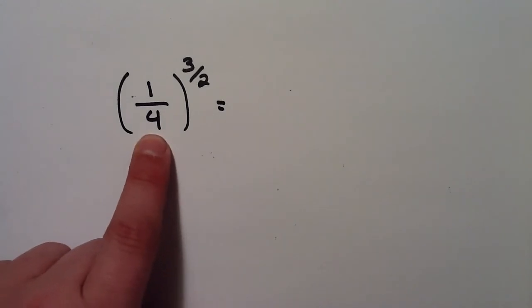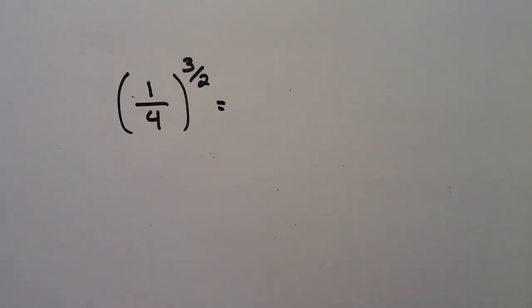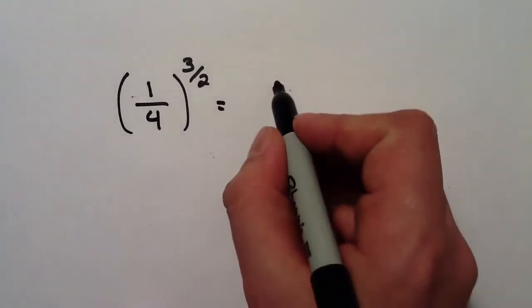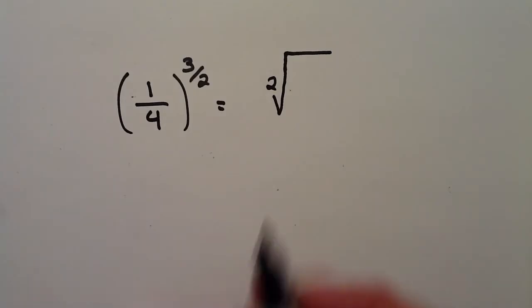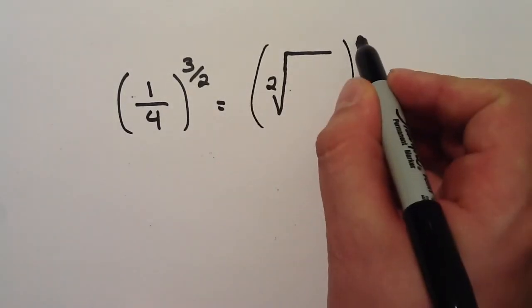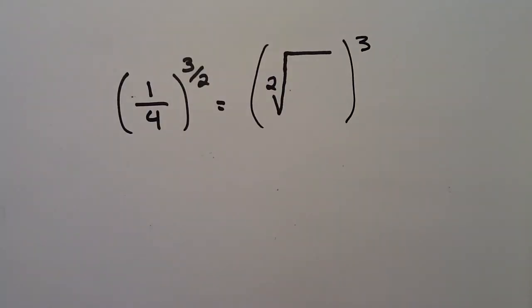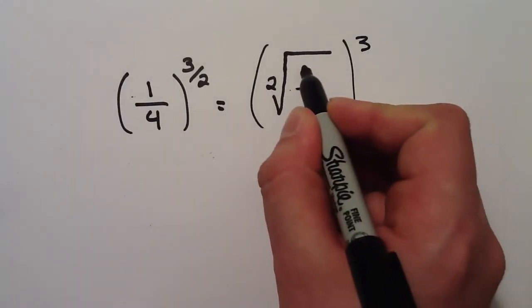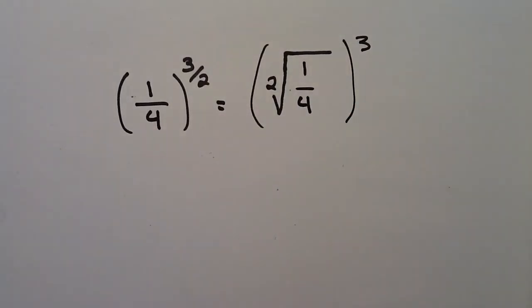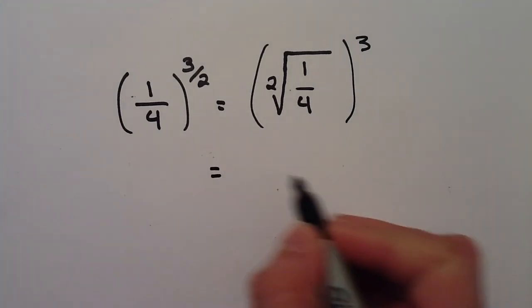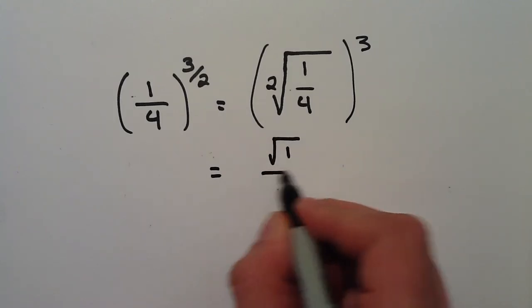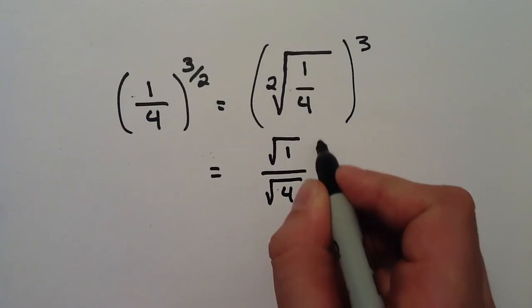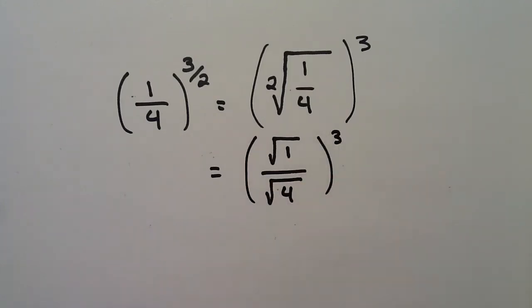Again, since it's all in parentheses, all of this is taken to the 3 over 2 power. My denominator is a 2, which becomes the index of my radical. And that 3, my numerator, becomes the power. Since the 1/4 is taken to the 3 over 2 power, I'll write it inside there. And if you remember from one of my previous videos, we can actually break this down to be the square root of 1 over the square root of 4, and all that is still to the 3rd power.